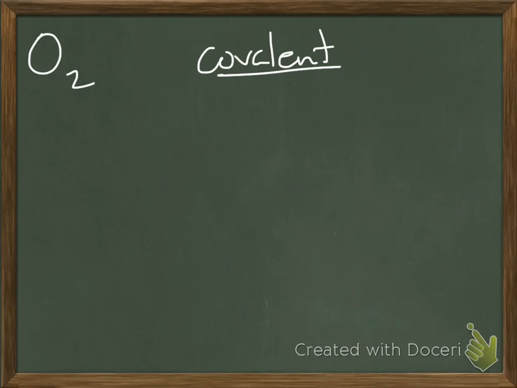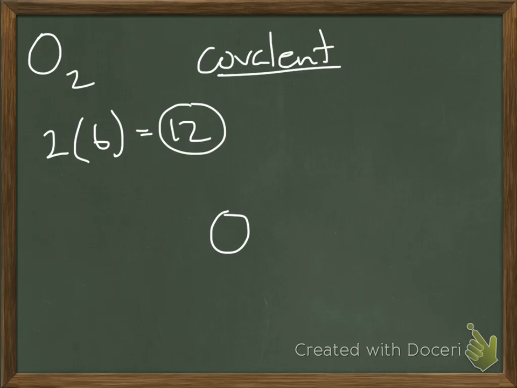The next one is oxygen, O2. Oxygen is a nonmetal, so this is going to be covalent. Let's count up the valence electrons. There are 2 oxygens. Each oxygen has 6 for a grand total of 12 electrons. The next step is to draw your structure. We have an O bound to another O. Now I've got to fill in my electrons to make it add up to 12. 2, 4, 6, 8, 10, 12.